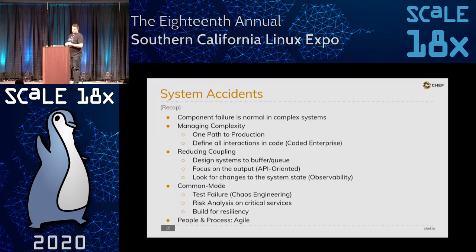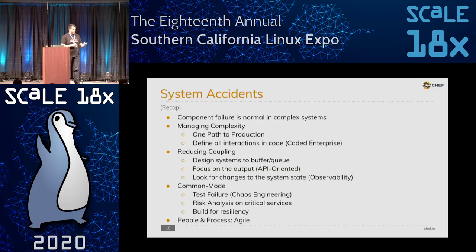So just to recap, component failure is normal in complex systems. Individual components will fail, and they will fail over time and randomly. We want to manage complexity and reduce the things that we can. Having one path to production is an easy way to manage complexity. We want to define all the interactions in code. We call this at Chef the coded enterprise. Really any sort of DevOps, true CI/CD implementation is a key component here.